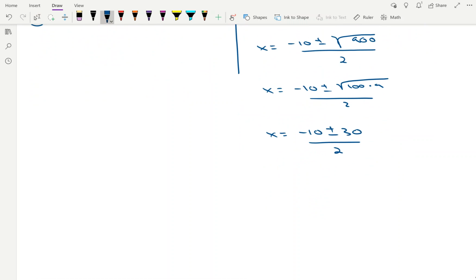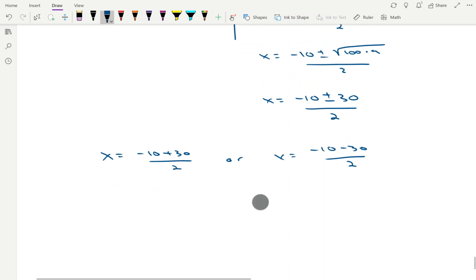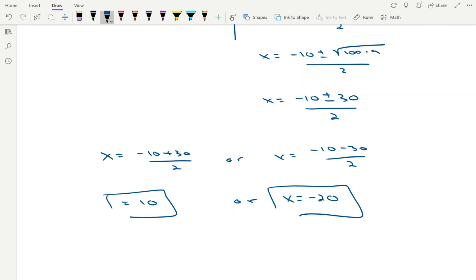So that means x is equal to negative 10 plus 30 over 2, or x is equal to negative 10 minus 30 over 2. If you clean that up, negative 10 plus 30 is 20. 20 divided by 2 is 10. Negative 40 divided by 2 is negative 20. Okay, so again, it took a lot to get there, but we got these two numbers, and let's see which one makes the most sense.